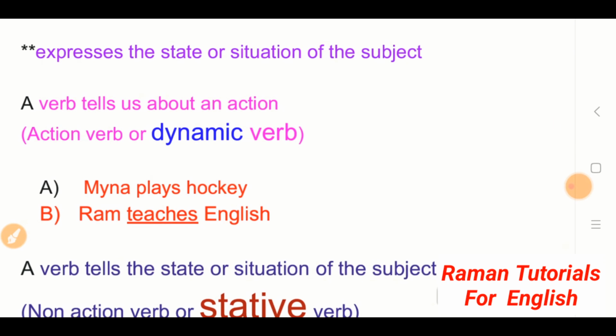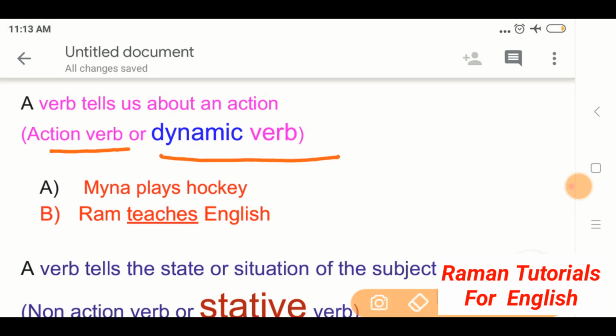Now let's see what a dynamic or action verb is. A verb that tells us about an action is called an action verb or dynamic verb. A verb which tells about an action of the subject is called an action verb or dynamic verb. In other words, an action verb expresses physical activity or processes of the subject.